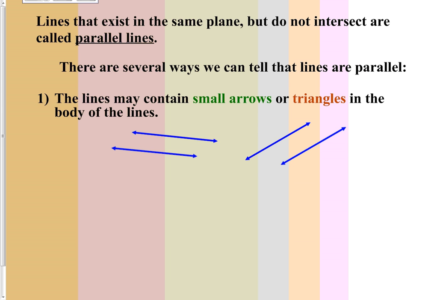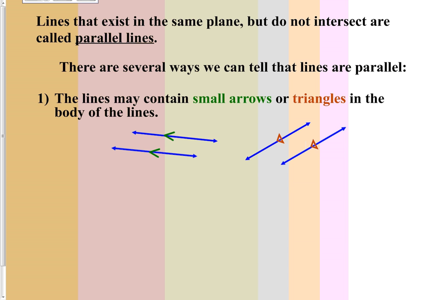So we're going to look at a couple of different examples. One of the ways we're looking at, statement number one, referred to small arrows. That's an example of what small arrows in the body of the lines might look like. When you see that, that is a communication to us that the two lines that possess those marks are parallel to each other. The triangles that I referred to may look something similar to that one. So when you see matching triangles in the body of the lines like that, that means that they are going to be parallel.